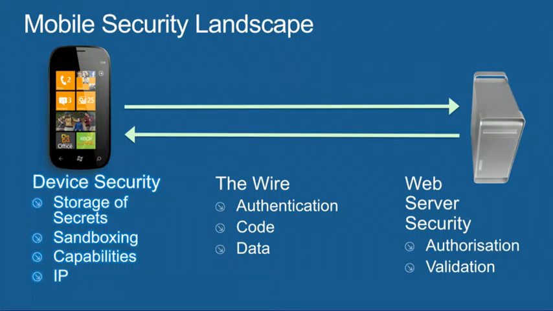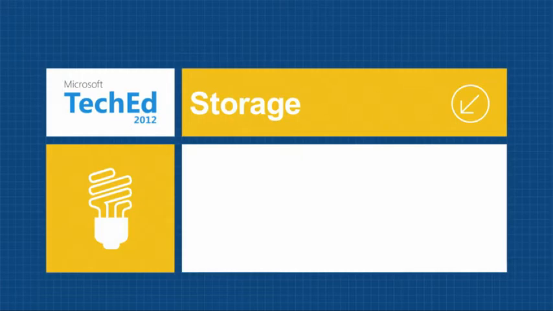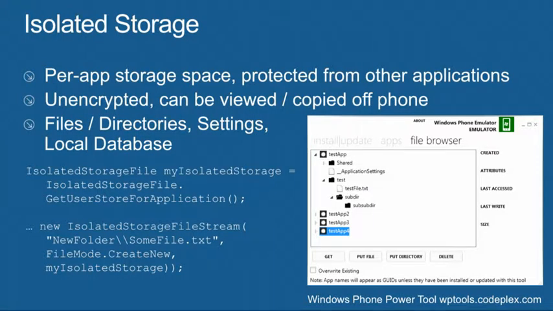So let's do the device security stuff first. Storage 101. So what have we got? The things you have to look at storing in your app. You need to be quite careful. The first thing is you need to make sure that your storage location choice is secure against all the other apps that are going to be running around you.